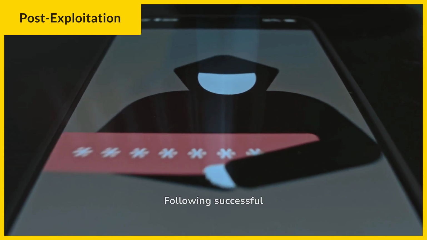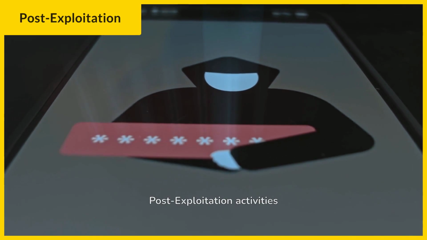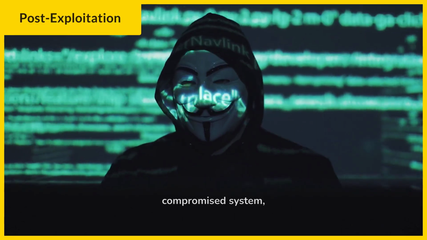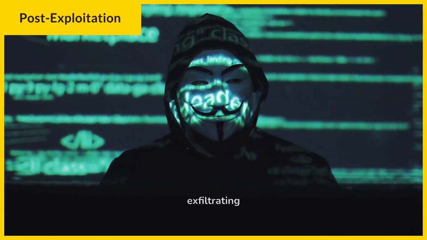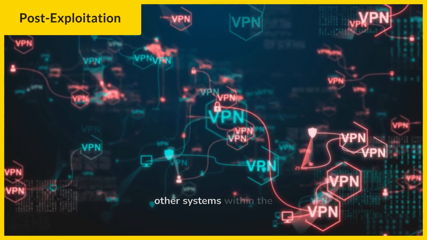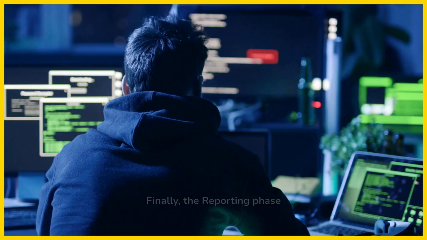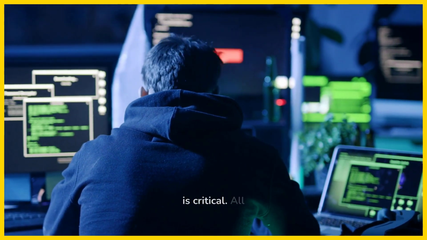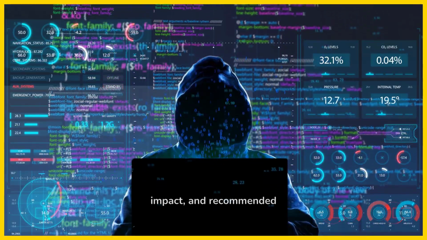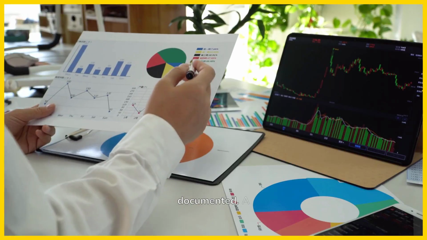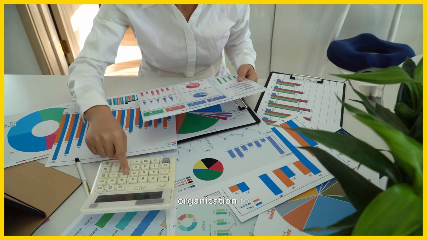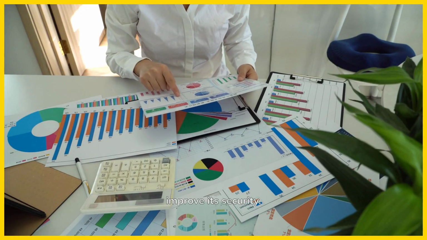Following successful exploitation, post-exploitation activities occur. This includes maintaining access to the compromised system, escalating privileges, and exfiltrating data. Testers also look for opportunities to pivot to other systems within the network. Finally, the reporting phase is critical. All findings, including exploited vulnerabilities, their impact, and recommended remediation steps, are documented. A comprehensive report provides actionable intelligence for the organization to improve its security.